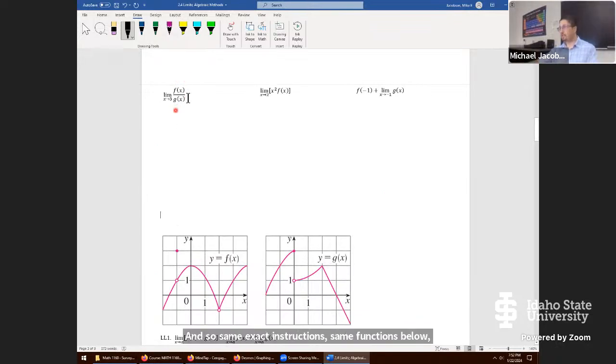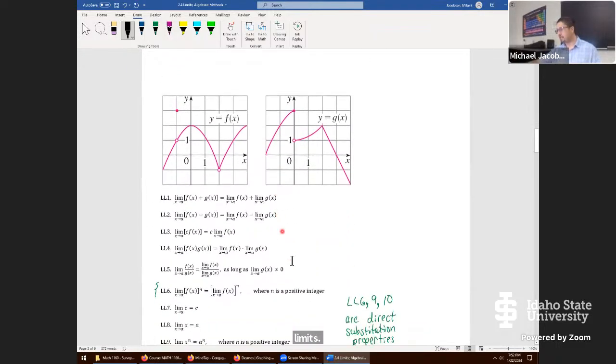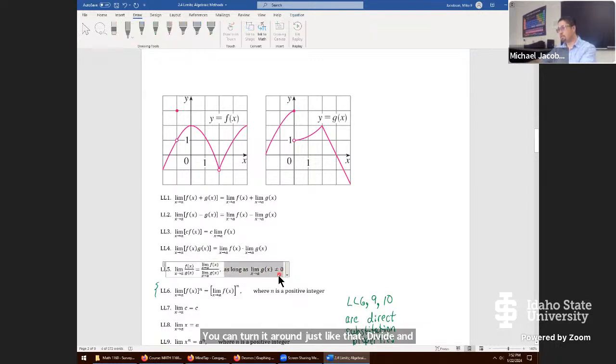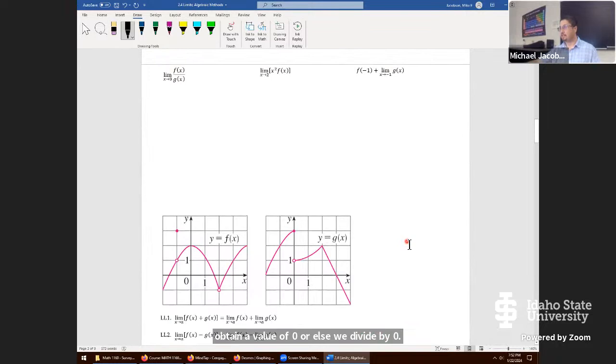Here we're dealing with a quotient of limits, but that's got to be a limit law. Let's take a look. That would be limit law number 5. If you take the limit of a quotient of functions, just take the quotient of the limit of those functions. You can turn it around just like that, divide and conquer just like with the product. Only requirement is when you take the limit of the denominator, it cannot obtain a value of 0 or else we divide by 0. So that's how limit law 5 goes.